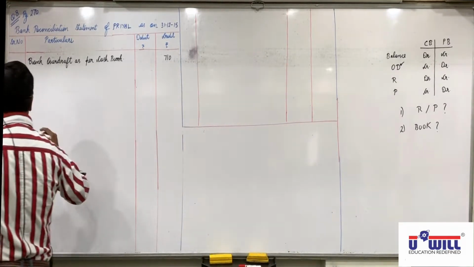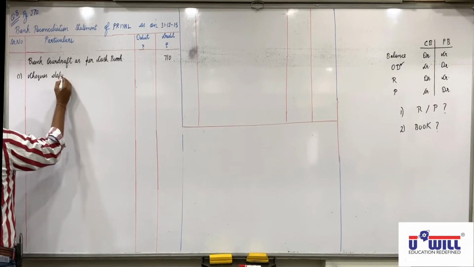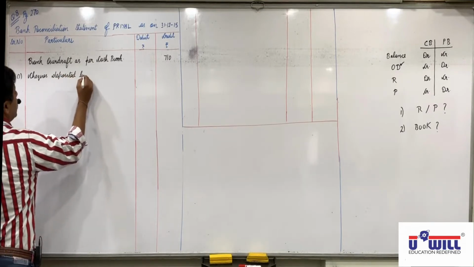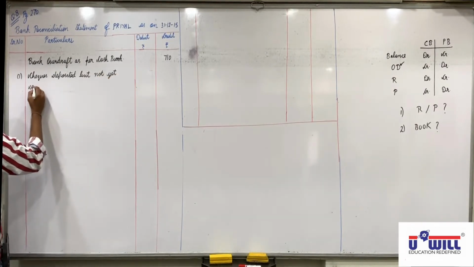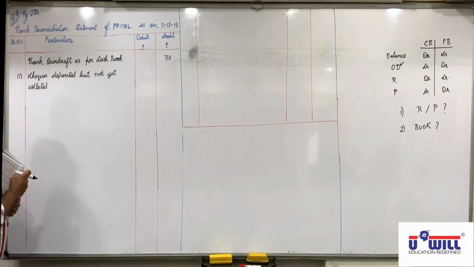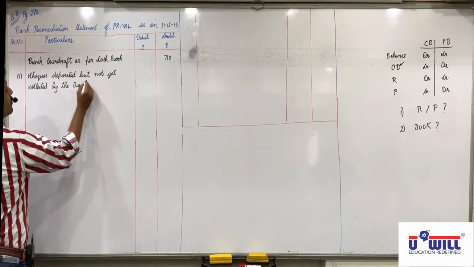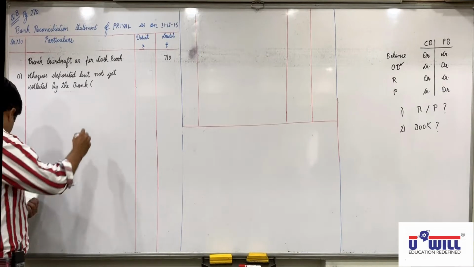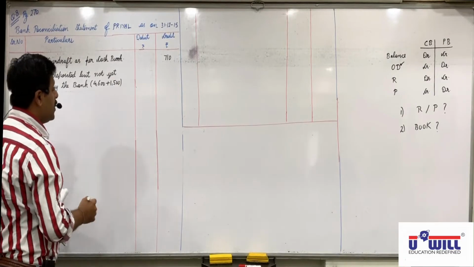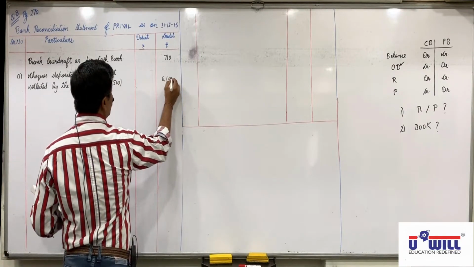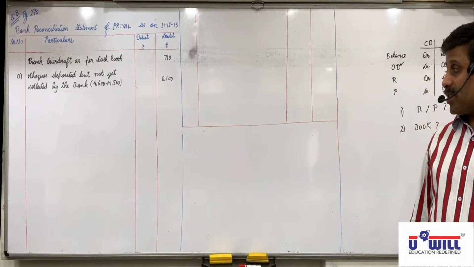Okay, so the reason will be: checks deposited but not yet collected by the bank. In bracket, 4,600 plus 1,500. 6,100 is debited in the cash book but not credited in the passbook in December, so credit in DRS. Raise your hand who did not understand this.